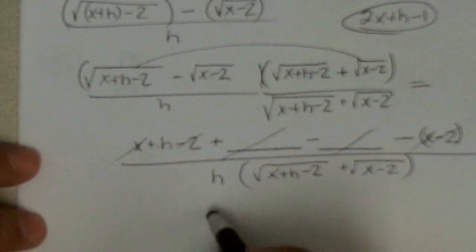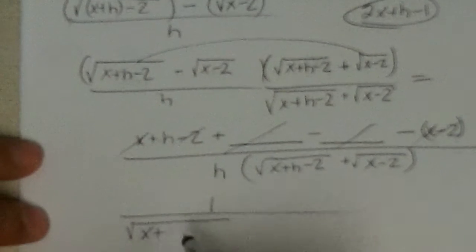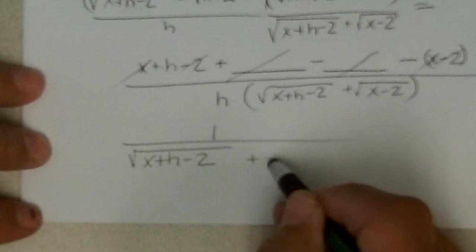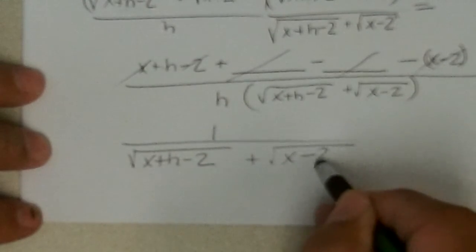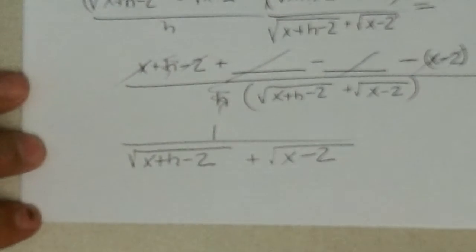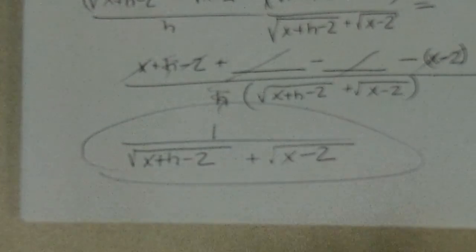The h's would reduce to 1 over the rest. The h's reduce. And there's my final answer. I've rationalized the numerator. No radicals left in the numerator.